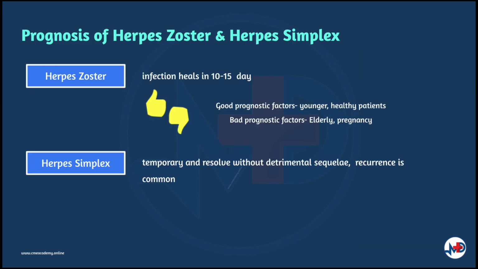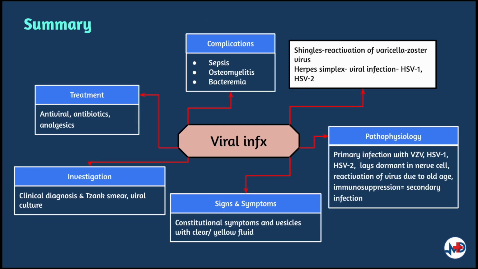Now, as we look at the prognosis, herpes zoster infection usually resolves within 10 to 15 days, having a fairly good prognosis. Good prognostic factors include younger healthy patients, whereas bad prognostic factors would be elderly patients and pregnant individuals. For herpes simplex infection, the infection is usually temporary and resolves most of the time without any detrimental sequelae. However, recurrence is common. Now let's summarize.